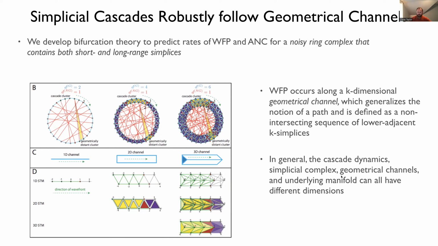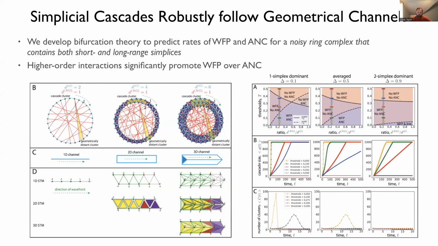So there's a lot of different dimensions. The cascade model can have a dimension. The simplicial complex has a dimension. This channel, you can think of it as a channel width, or it has a dimension. And we have some bifurcation theory to describe whether or not there's wavefront propagation.